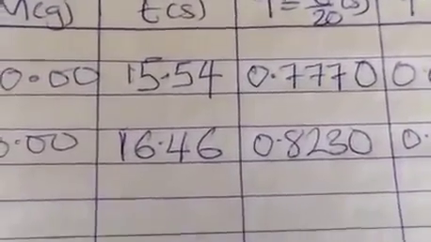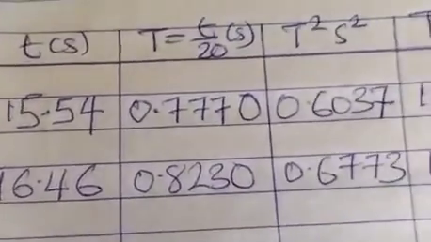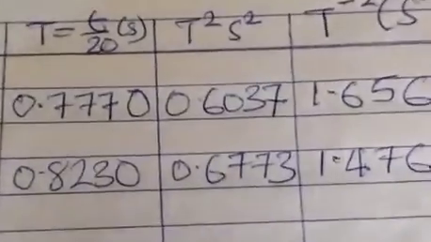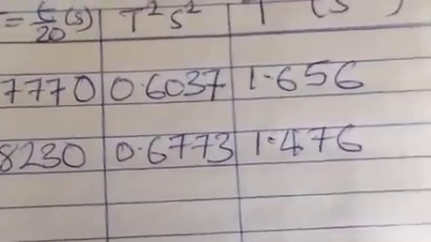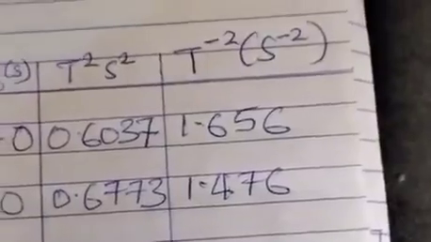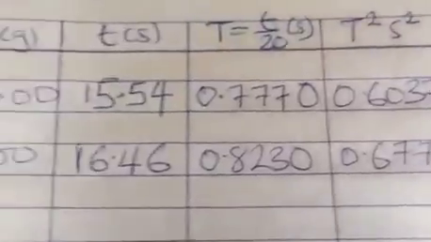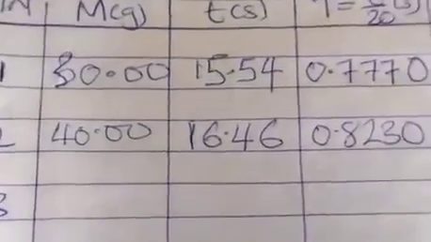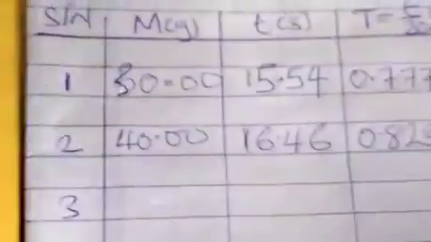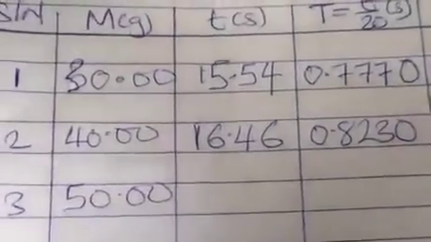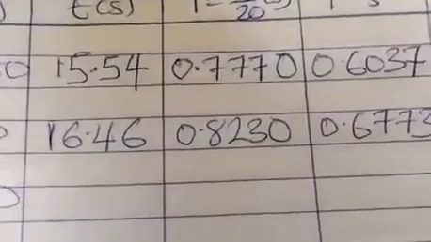Summarizing, for the 40 gram mass, our time for 20 oscillations is 16.46. Our period is 0.8230. Our t squared is 0.6773. The inverse of t squared is 1.476. All values recorded to 4 significant figures. We'll now go to the next mass, which is the 50 gram mass. That is 50.0, the third experiment.